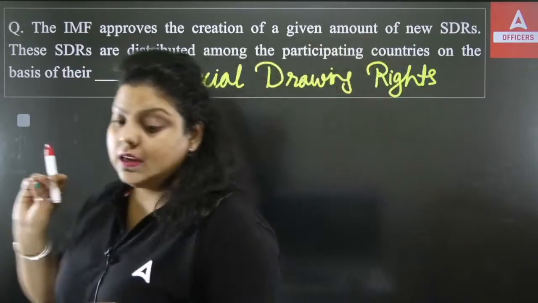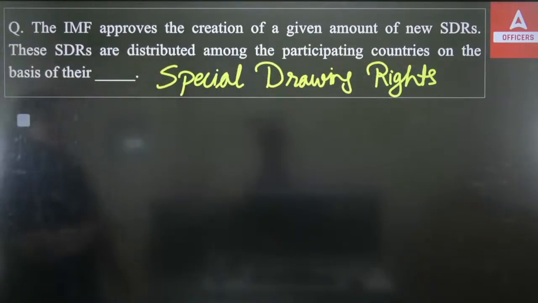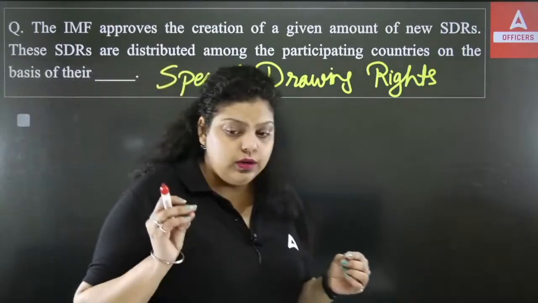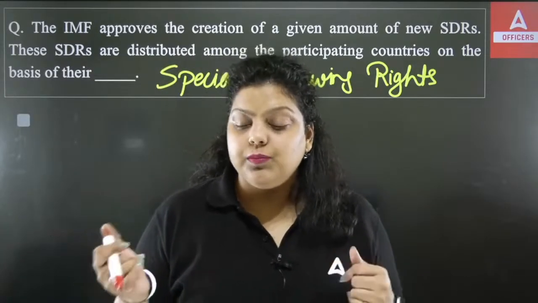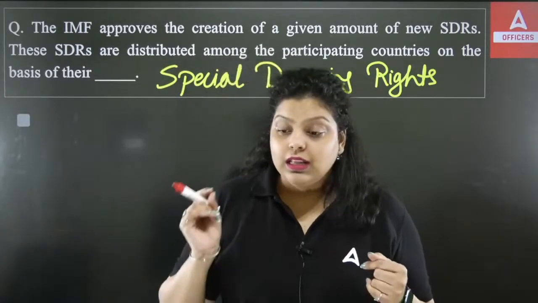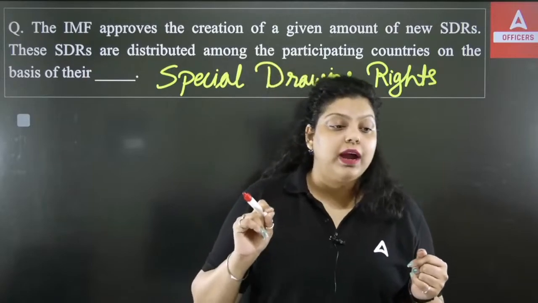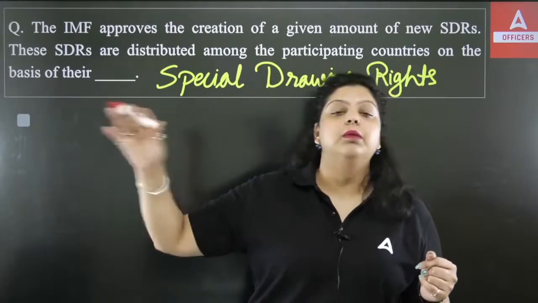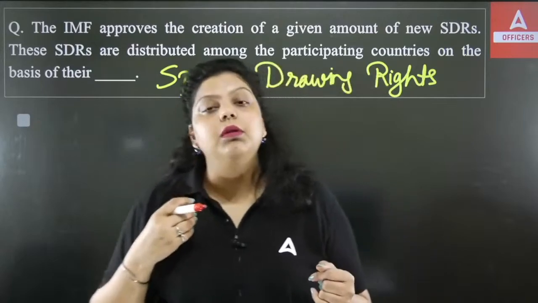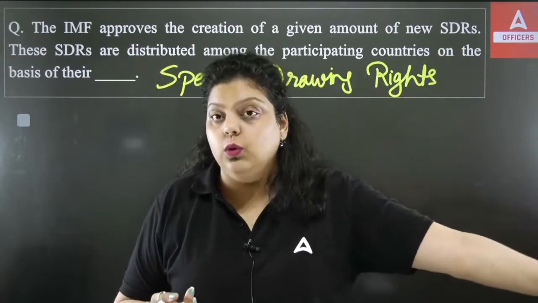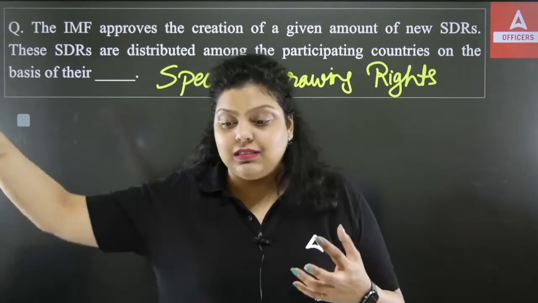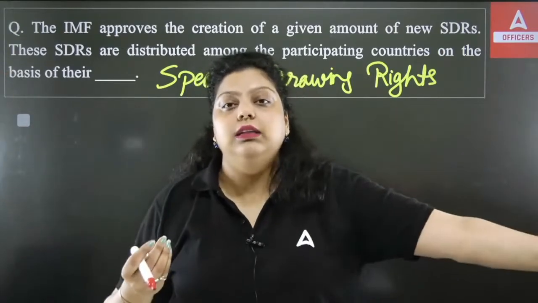Okay, special drawing rights. So the SDRs are distributed among the participating countries on the basis of what? First of all, you have to remember that if a particular bank, like your bank, is giving loans to the public in the country, how are they able to give loans? They are able to provide loans only because other people are giving deposits. Because I am depositing my money in the bank, that money will be taken by the bank and given to you as a loan. So this is how banks work. Banks take money from one person and then give it to another person as a loan.